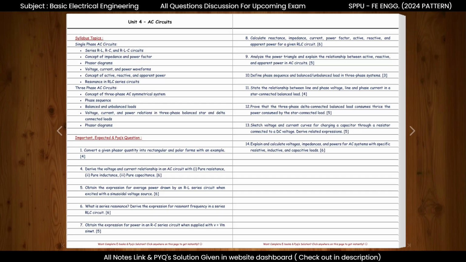Analyze the power triangle and explain the relationship between active, reactive, and apparent power in AC circuits. The power triangle is a right-angled triangle where the base represents active power, the vertical side represents reactive power, and the hypotenuse represents apparent power. The angle between apparent power and active power is the phase angle phi. The cosine of phi gives the power factor. This diagram helps us understand how the circuit consumes power.